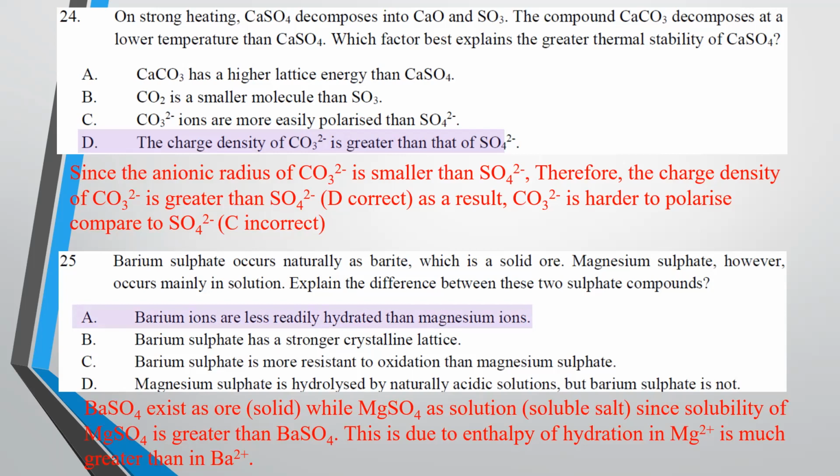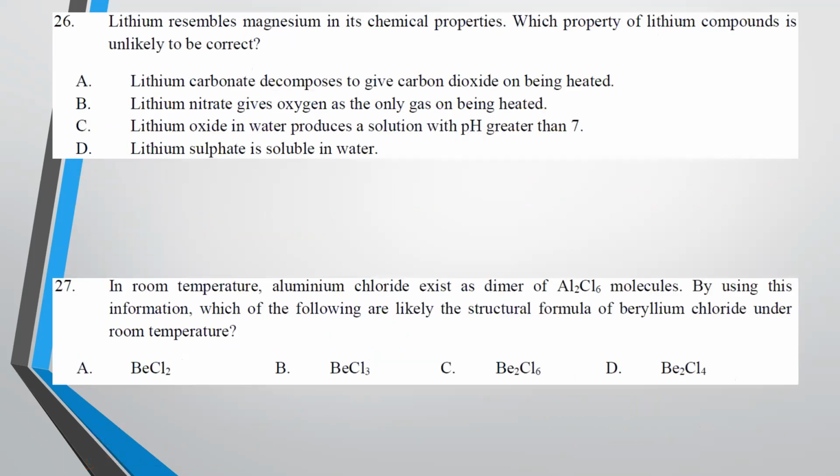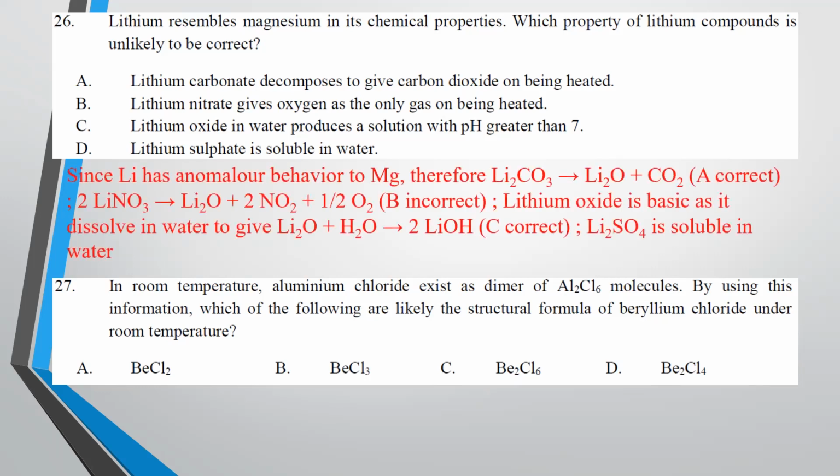Okay, so immediately we go to 26. Lithium resembles magnesium in chemical properties. Which properties does lithium salt have? A: Lithium carbonate decomposes to give carbon dioxide on being heated, which is correct. B: Lithium nitrate gives oxygen as the only gas evolved, which is also correct. Lithium sulfate is soluble in water. Yes, lithium sulfate is soluble in water. So we are looking for the incorrect one, and the best answer in here is B.